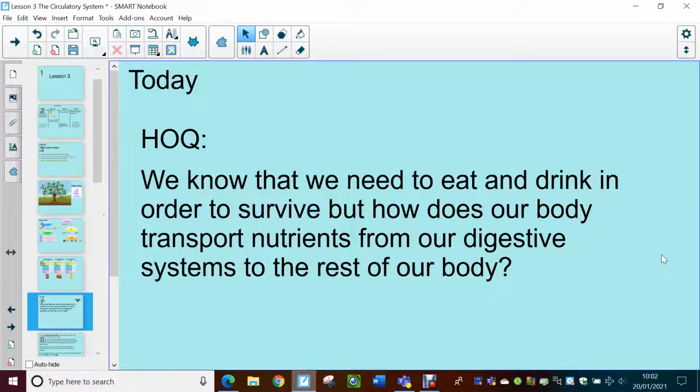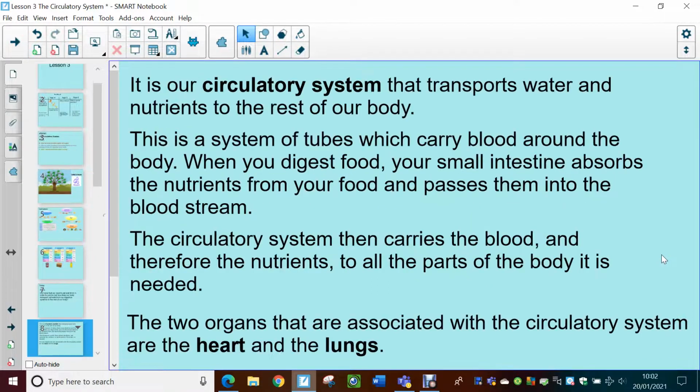Today though, we know we need to eat and drink in order to survive, but how does our body transport the nutrients we take from our food and give it to the rest of our body? So it is our circulatory system that transports water and nutrients to the rest of our body. This is a system of tubes which carry blood around the body. When you digest food, your small intestine absorbs the nutrients from your food and passes them into the bloodstream.